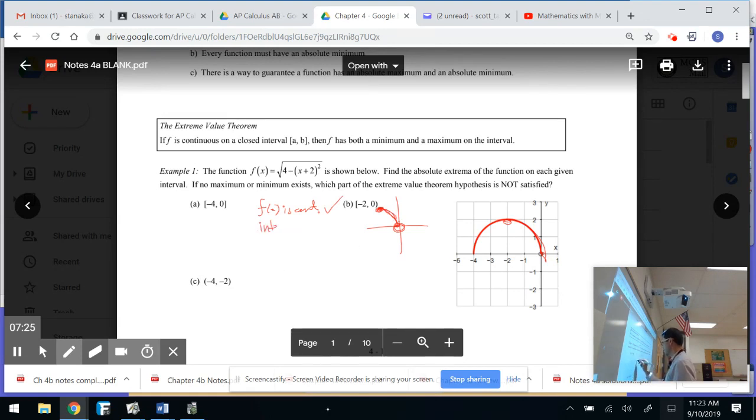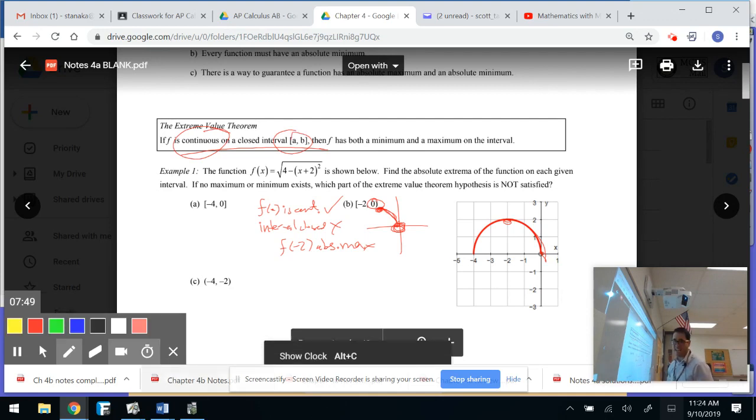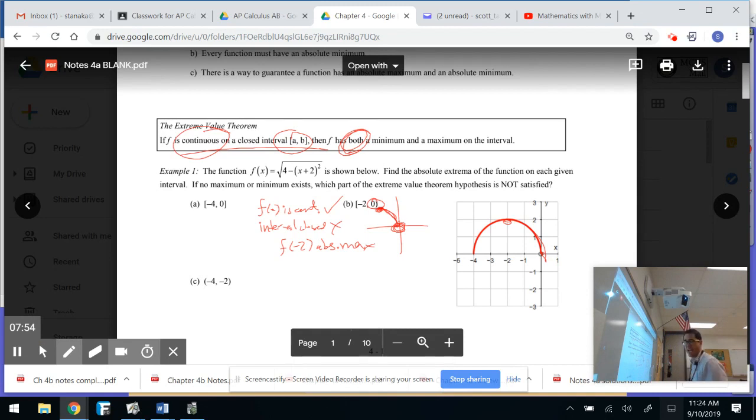Okay, is the interval closed? No way, Jose, that's that open circle right there. So that means I can't use the EVT. But guess what? There happens to be an absolute max. The absolute max is at f of -2. But it didn't care. Only if the continuity and closed interval are satisfied are you going to have both a min and max. So for this one, I happen to have a max, but I didn't have a min. Why? That interval wasn't closed.